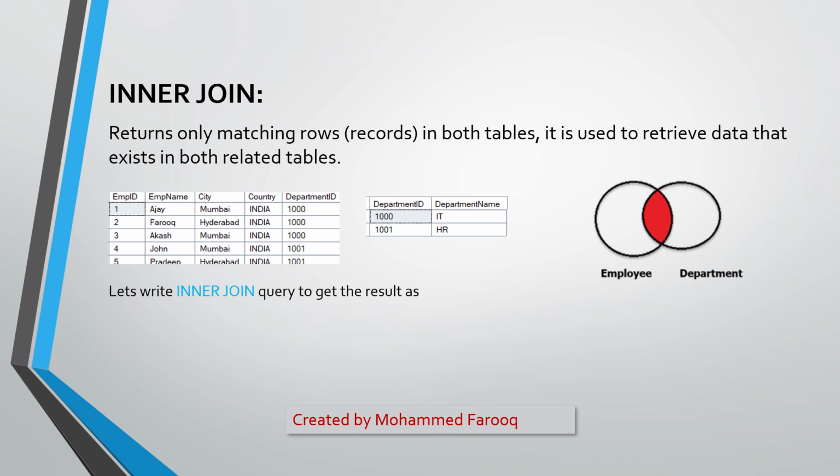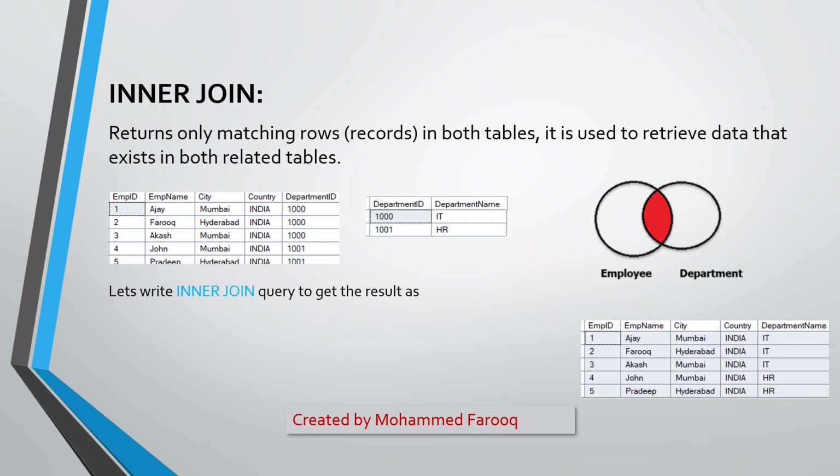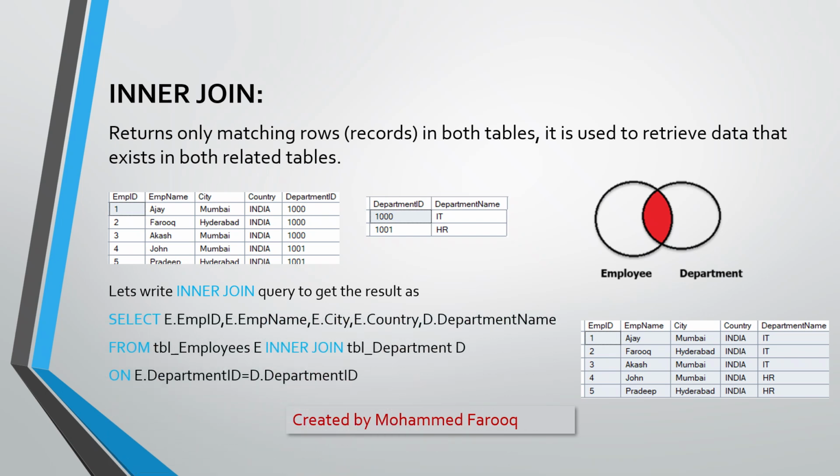So let's write the inner join query to get the result as employee ID, employee name, city, country, department name. So in place of department ID in the employee table, I need to show department name. So the query will be select employee ID, employee name, city, country, department name from employee E inner join department D on E dot department ID is equal to D dot department ID.